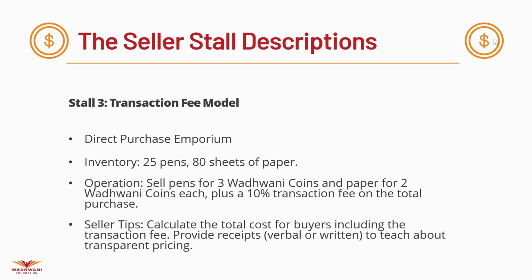Stall 3 is all about the transaction fee model. It's a direct purchase emporium. Inventory: 25 pens, 80 sheets of paper. Operation: sell pens for 3 Wadwani coins and paper for 2 Wadwani coins each, plus a 10% transaction fee on the total purchase. The seller tips are to calculate the total cost for buyers including the transaction fee. Provide a receipt, verbal or written, to teach about transparent pricing.